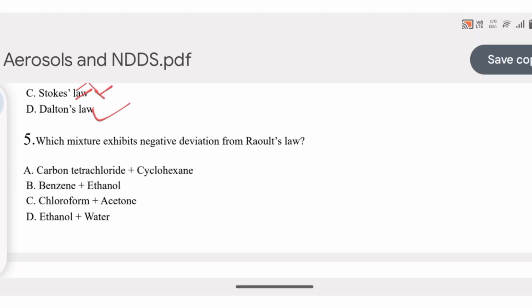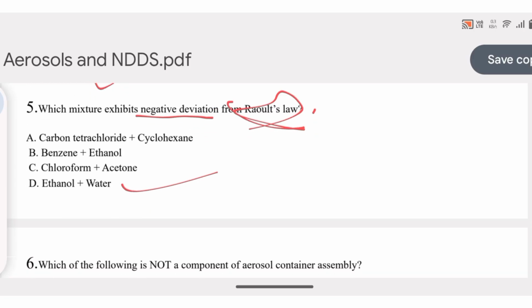The fifth one: which mixture exhibits negative deviation? Remember the negative deviation from Raoult's law. The right answer will be ethanol plus water because it has strong intermolecular hydrogen bonding. That's why it shows the negative deviation from Raoult's law.